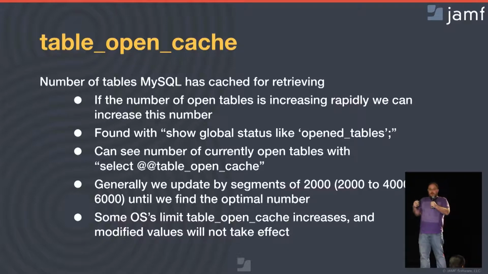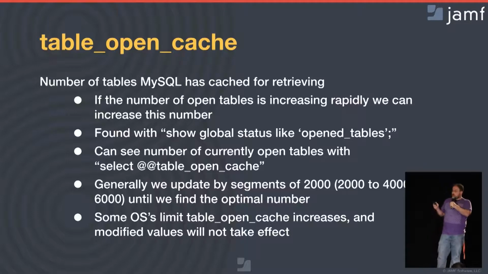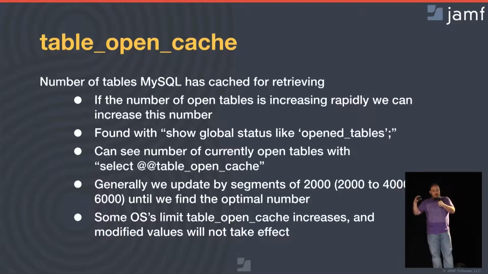Generally, not always, but what we've been working with is updating them in segments of 2,000. So if we see that the current default is set to 2,000, we then move it up to 4,000. If we don't see that that's enough, we can move it up to 6,000 and so on. It is a value that will increase RAM the more you increase it, so we need to find the proper value based on available resources.